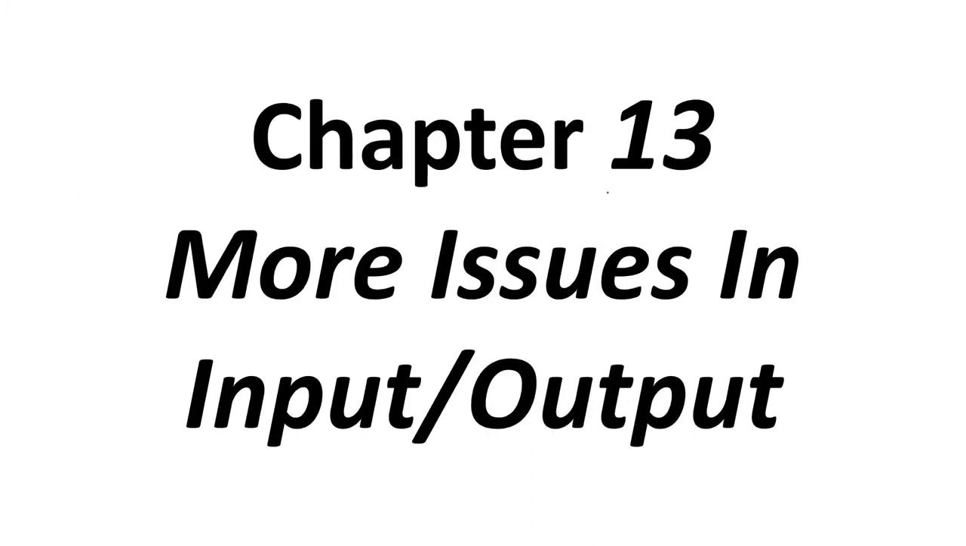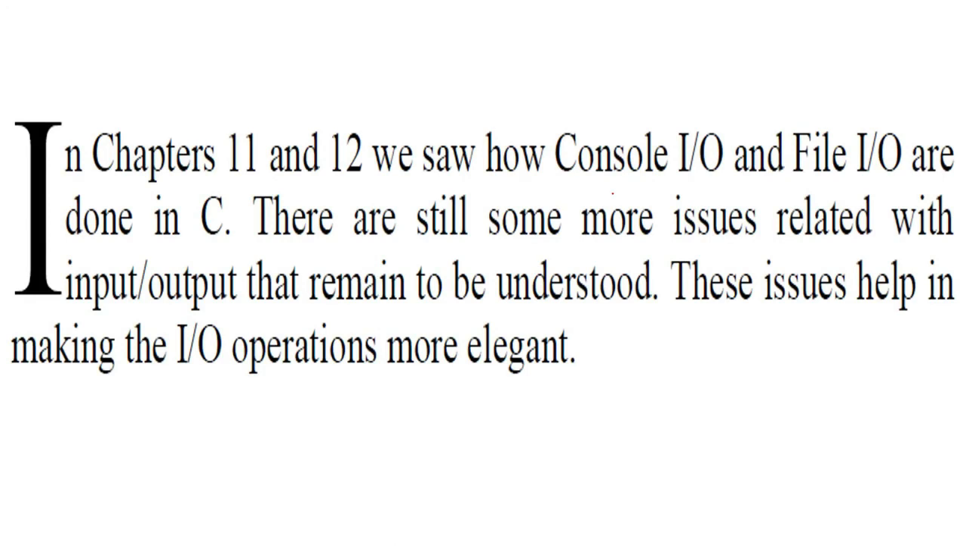And this is the next chapter, which is more issues in input and output. We have already seen the console input output and the file input output, but there are more things which help our input output operations to look more elegant. ARGC and ARGV. This is argument count and these are argument variables.